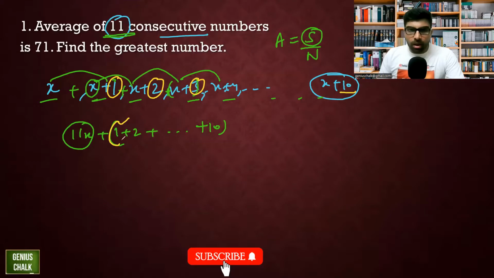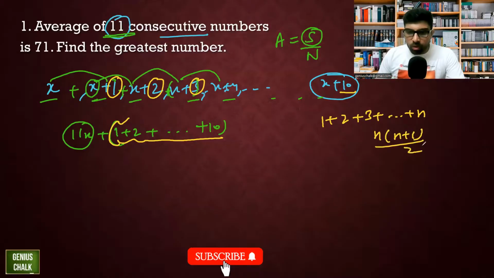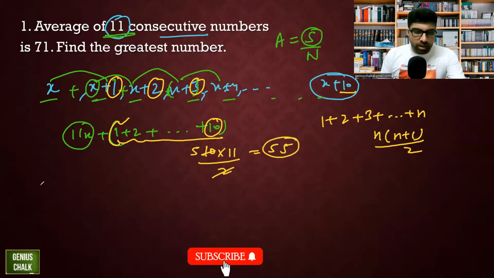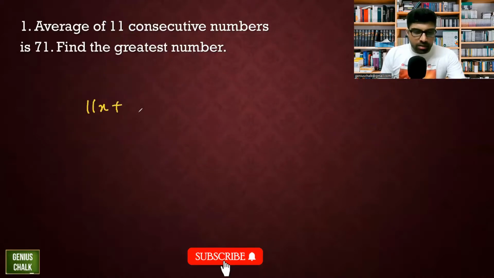So you know there is a formula of first n number sum, that is any series starting with 1 ending with n. What is that formula? That is n into n plus 1 by 2. So here this value of n is 10, so it is 10 into 11 by 2. So this is coming out to be 5 into 11, that is 55. Now you can see 11x. So this overall is becoming 11x plus 55. Right? This is the sum.